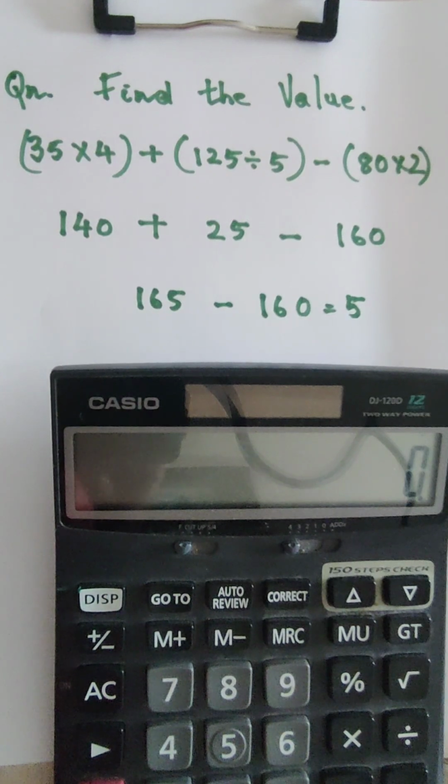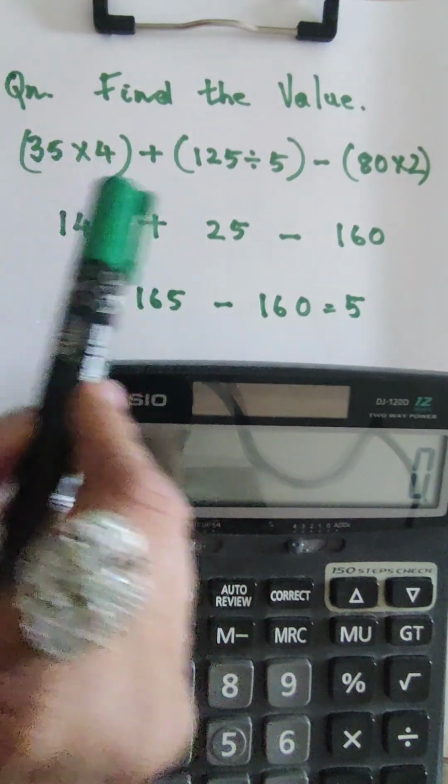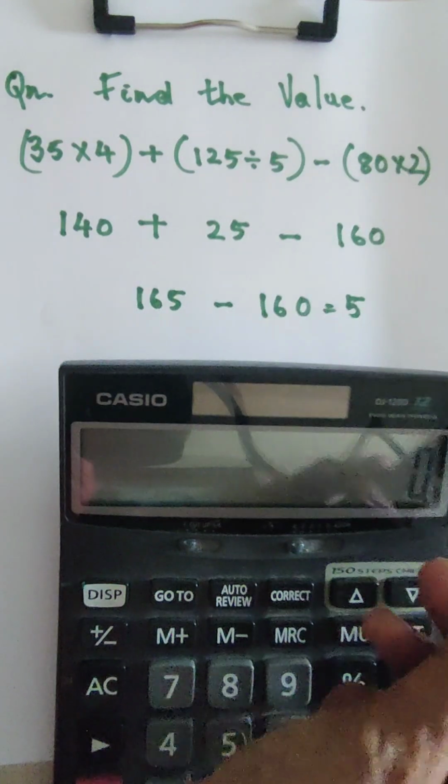In this video, I'm going to explain the functions of M plus, M minus and MRC buttons on the calculators. Let's take a simple example. Say I've written here a question, find the value. In this, you have to do 35 into 4 plus 125 divided by 5 minus 80 into 2.